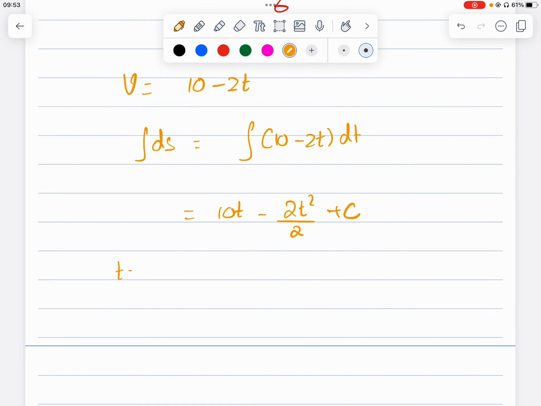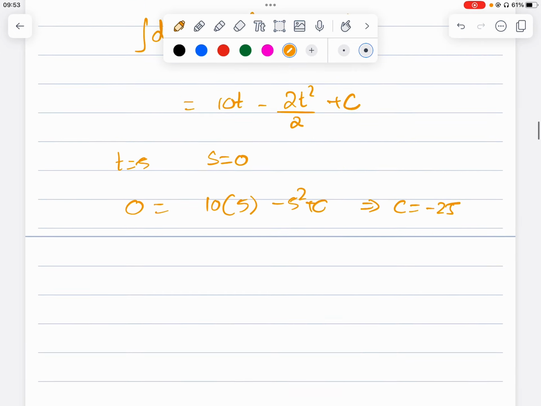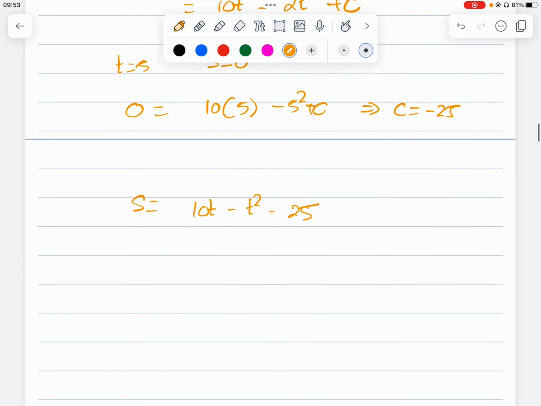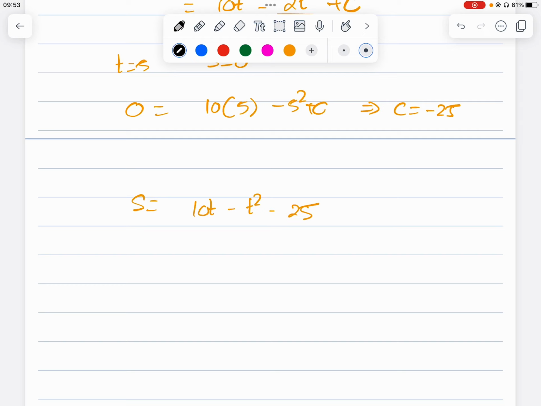We know that at t equals 5, distance equals 0. So 0 equals 10 times 5 minus 5 square plus c. This gives me the value of c as negative 25. So s equals 10t minus t square minus 25. Now I want for 10 seconds. So plug in 10, s equals 10 times 10 minus 10 square minus 25. That gives me negative 25.